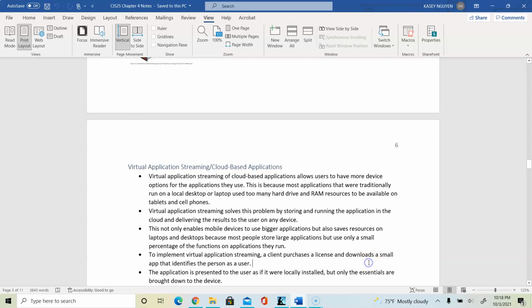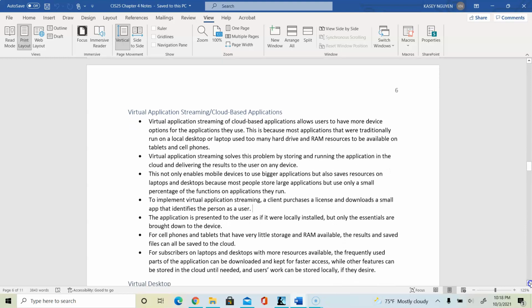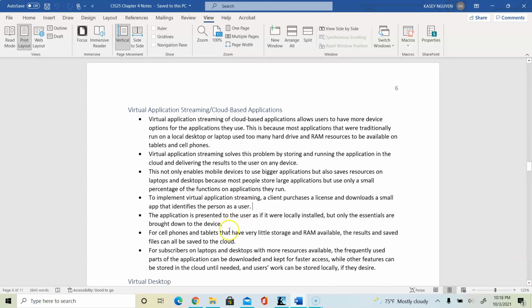So implementing virtual application streaming would require licenses. So you would see that the major costs are in the software area, and the maintenance side of this is to make sure that the user privilege is properly set up along with the application.